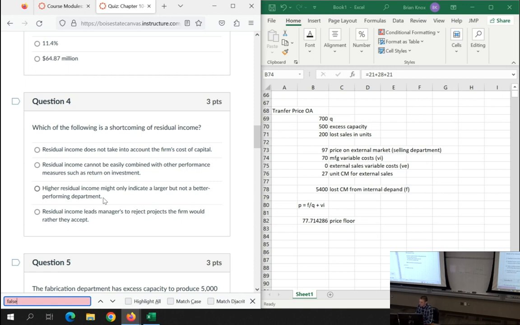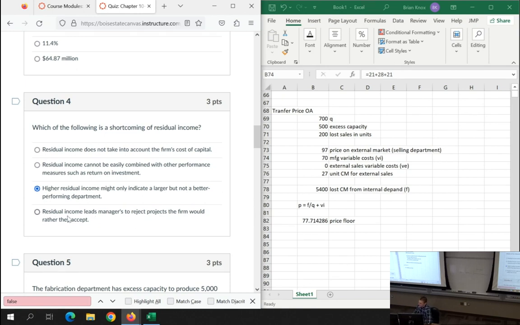Residual income, though, if you have a really high residual income, maybe the department is just bigger. It doesn't mean that they did so much better. They might just be bigger. So this actually is the right answer here. Does that make sense there? I'm just trying to disguise, not say directly what's in the textbook. I'm trying to say something that is true because of that thing in the textbook.